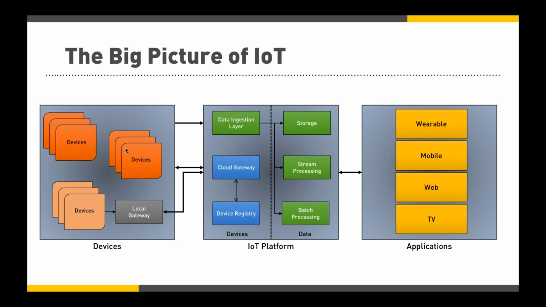Since DreamFactory supports multiple backends, the stream processing and batch processing is pretty much left to the data sources. But DreamFactory can act as the device gateway, it can act as the ingestion layer, it can act as the device registry, the user management layer, and it can perform all the functions that we have discussed in the big picture of IoT.